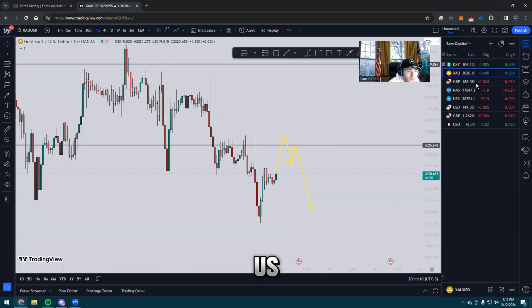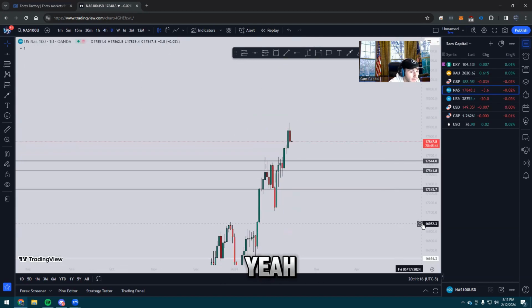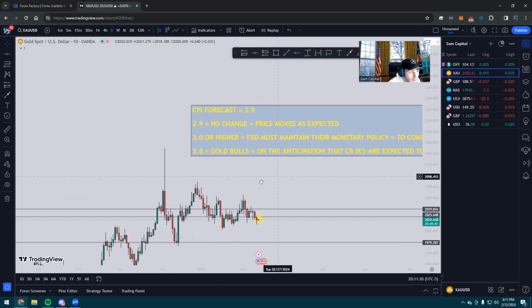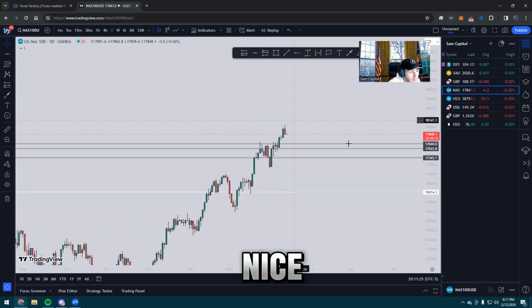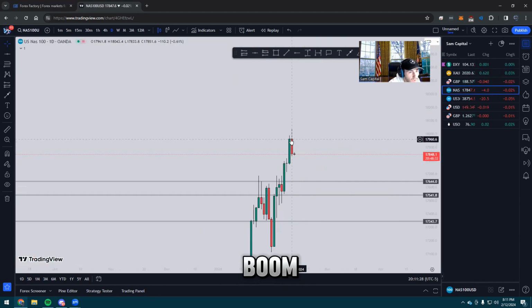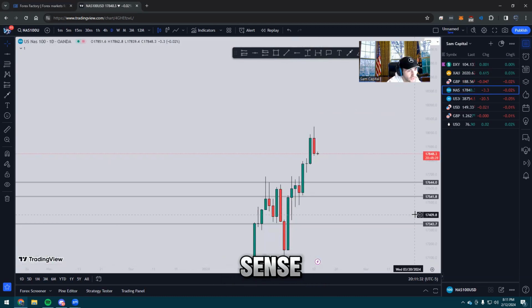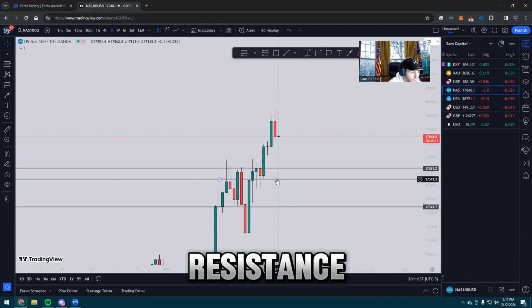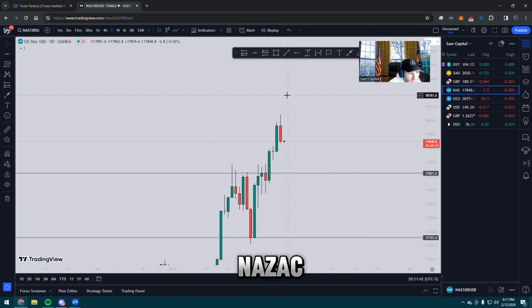US 30, or we'll start with NASDAQ, right? So let's look at NASDAQ. So yeah, NASDAQ, same deal, right? So you have that same exact bearish bias on the daily time frame. You had a nice bearish candle, boom, nice strong body with a rejection wick on the top. Makes sense for Nasdaq to come down at least into like this previous resistance in here, right? So that's what I'm looking to see for Nasdaq as well. Obviously, we'll have to wait and see.